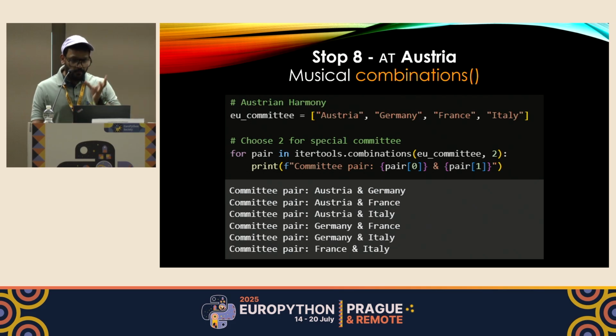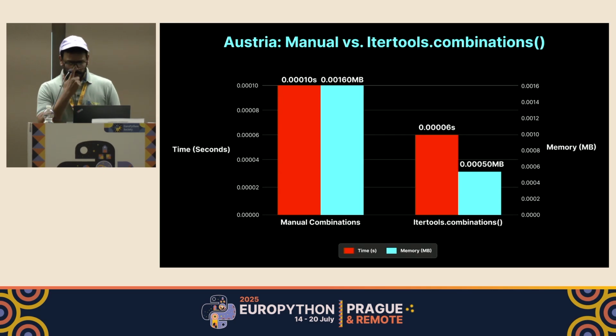We want to form special 2-member subcommittees from them. But we don't care about the order here, like Austria and Germany is the same as Germany and Austria, right? So with the combinations function, you get all the unique pairs from the list. Order doesn't matter, and there are no repeats at all. You see all the unique entries in the output. This is perfect when you want to do possible groupings or matchups in a clean and more readable way. Performance-wise, it's similar to permutations, much more efficient in terms of speed and memory.